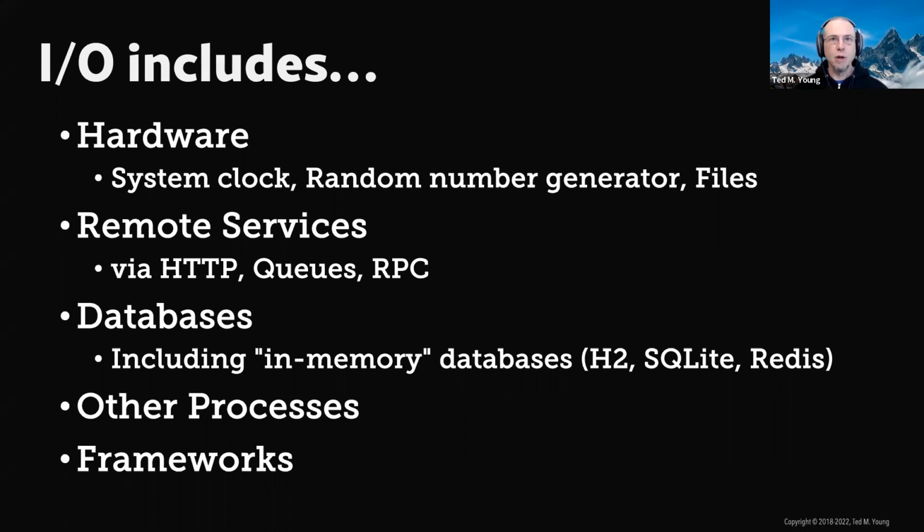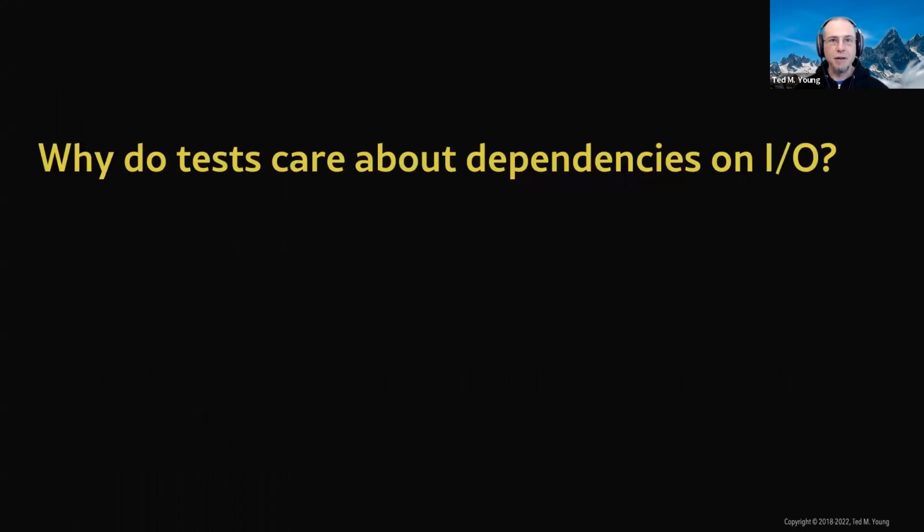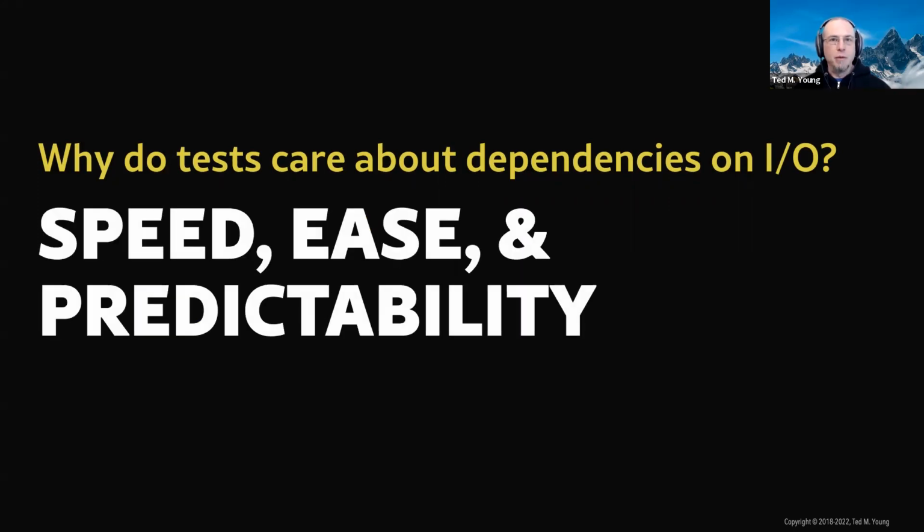And so why do tests care, and why do I care about tests that have dependencies on IO? Because if they do, then I don't get what I want, which is this: speed, ease, both of running and writing, and predictability. I want speed. I do TDD, or I write lots of tests. I want them to run fast, and I want them to be easy to write, easy to read, easy to run, and I want them to be predictable.